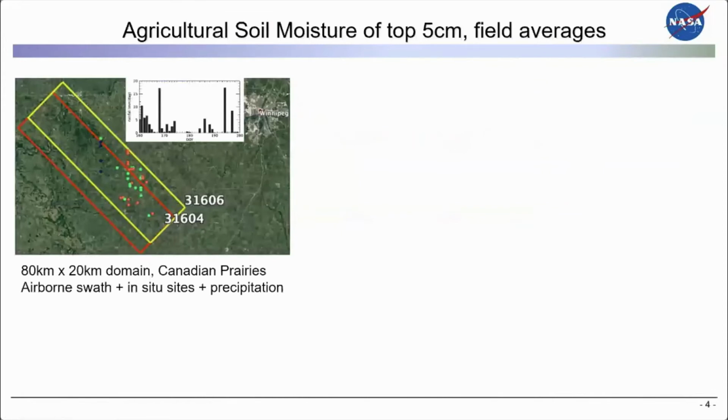On the next slides are the examples of the field scale soil moisture maps. First is the agricultural case of top 5 centimeter. The domain is 80 kilometer by 20 kilometer in Canadian prairies. The rectangles show the airborne swaths. The dots are the in situ sites. Inset is the precipitation.